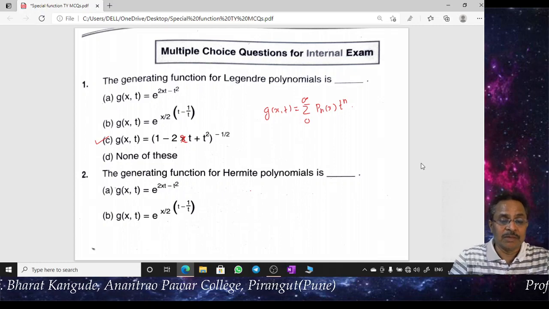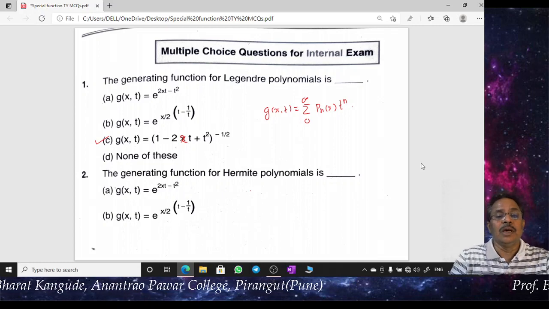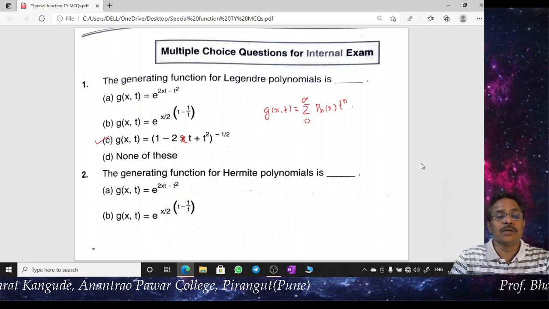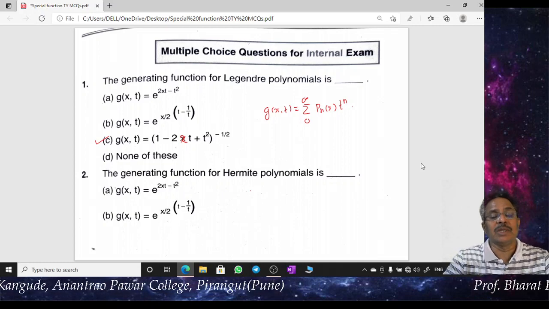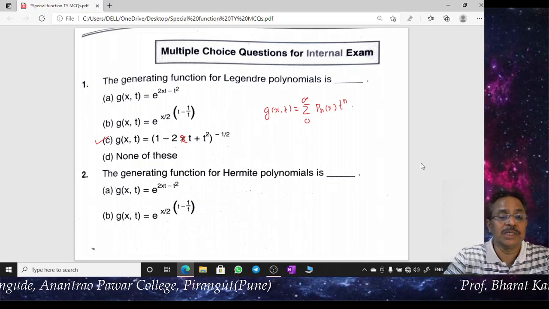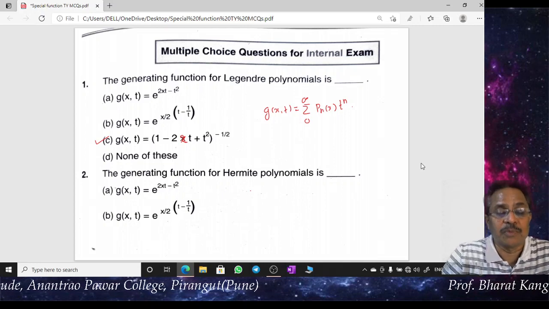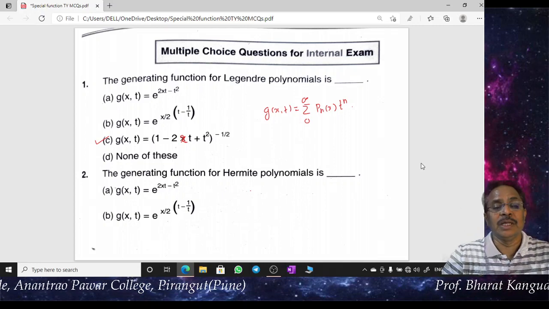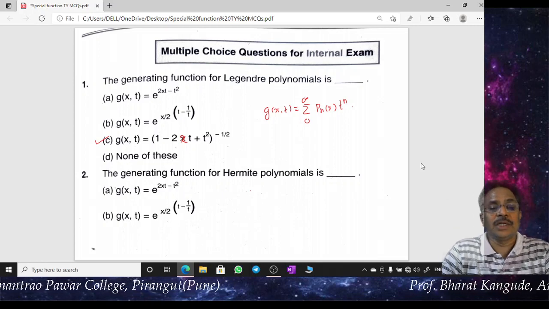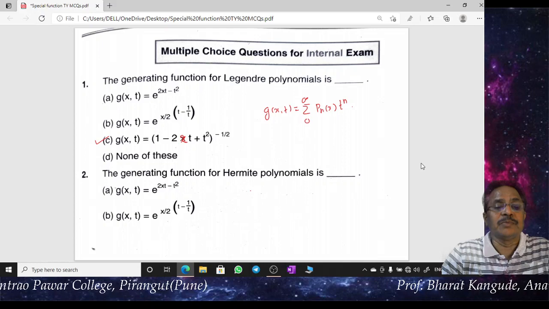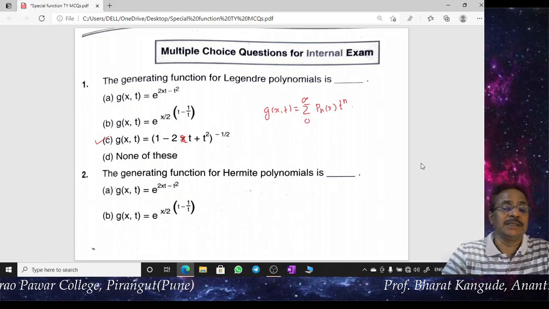Now making that particular arrangement, taking t to be common in these two terms, one can expand this as 1 minus x raised to minus half. Using that expansion we go for this type of power series in t raised to n, and the coefficient of every power of t raised to n gives you all the Legendre polynomials P0(x), P1(x), P2(x), etc.